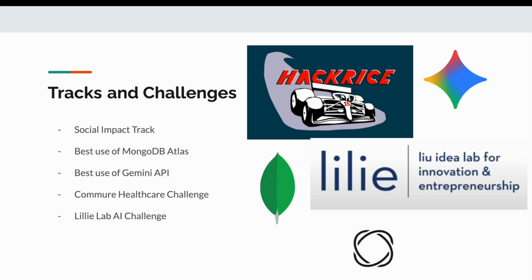For this year, the track and challenges we're submitting to are the social impact track as our main track, and the challenges we'll be applying to are the best use of MongoDB, the best use of Gemini API, the Commuter Healthcare Challenge, and the Lily Lab AI Challenge.